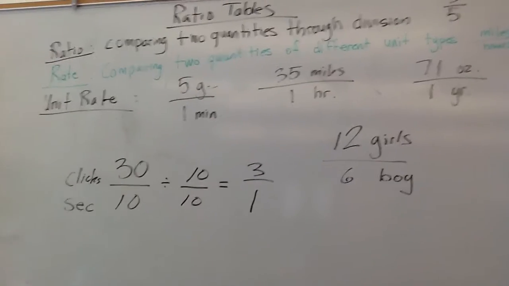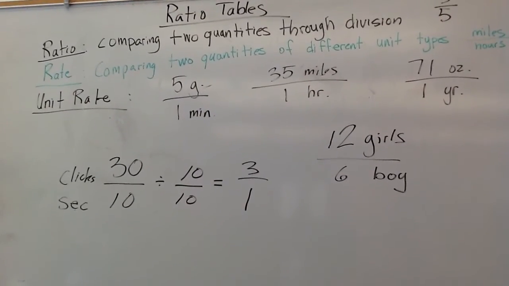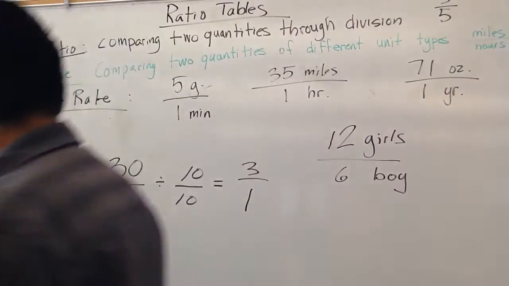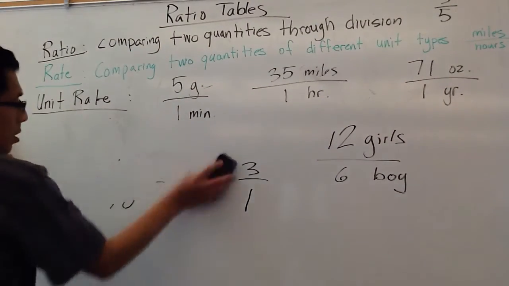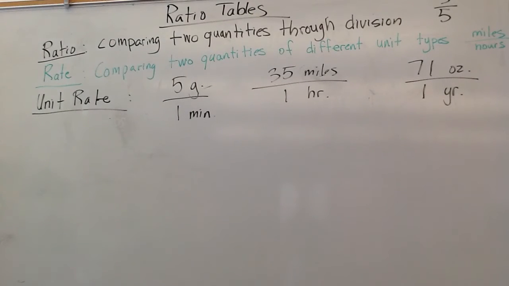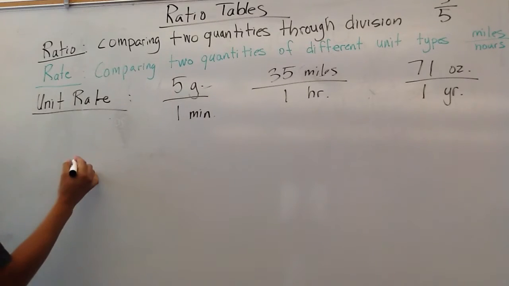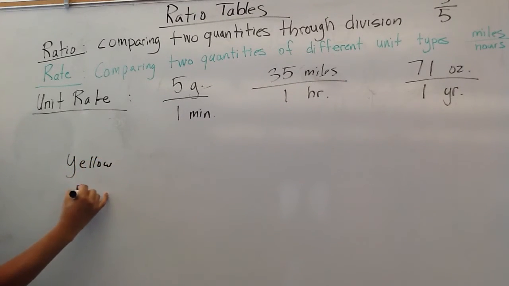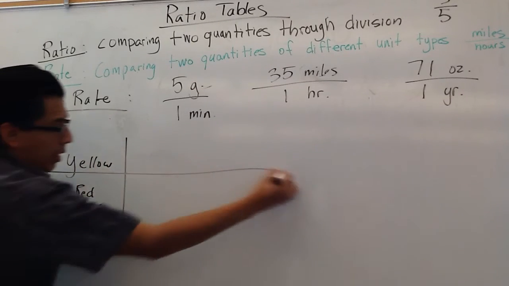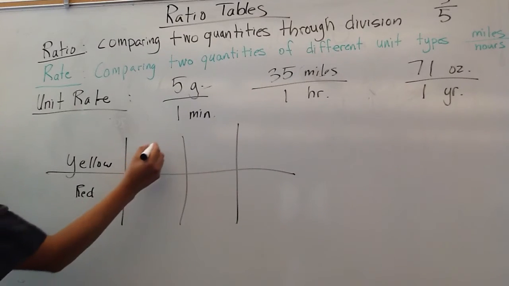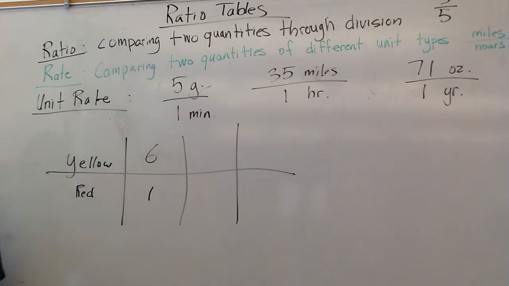All right, so tables are a nice way of showing what I just showed you with objects. Some of you might be like, oh, I prefer objects. And that's okay. So let's take a look at this ratio table. Let's say I have yellow to red beads. And sometimes it's really easy to see. So you might see there's a 6-to-1 ratio.